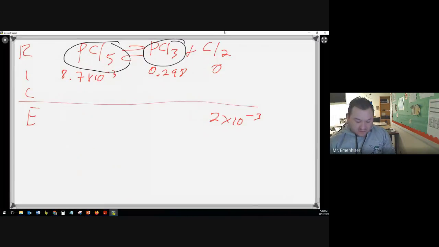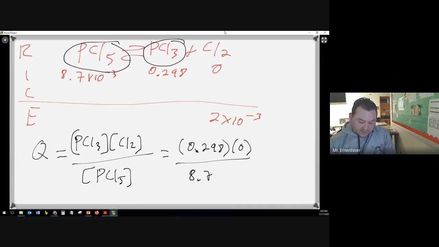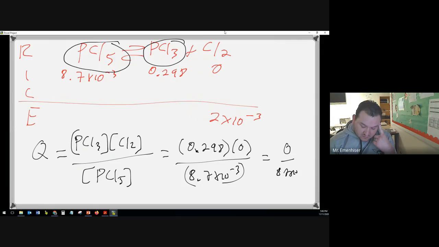Okay, so let's find Q. Q is going to be equal to PCl3 times Cl2 divided by PCl5. All right, let's plug that in. PCl3 is 0.298. That's 0. PCl5 is 8.7 times 10 to the minus 3. And nothing is squared because we don't have any coefficients. And so that's 0 divided by this, which is still 0. So Q is equal to 0.